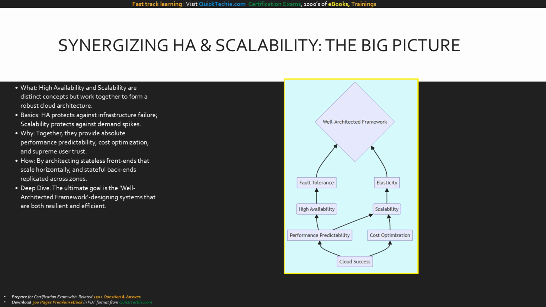Both of these pillars support the critical business outcomes in the middle layer: performance predictability, meaning your app is always fast, no matter the load, and cost optimization, meaning you never pay for idle hardware. When you achieve these two outcomes through HA and scalability, you reach the pinnacle of the diagram: cloud success. Notice how all of these elements are bound together by the well-architected framework at the bottom. This framework is the philosophy that dictates that building resilient, scalable systems is not just an IT task, but a fundamental business strategy. Keep this diagram in mind as you design your future cloud environments.